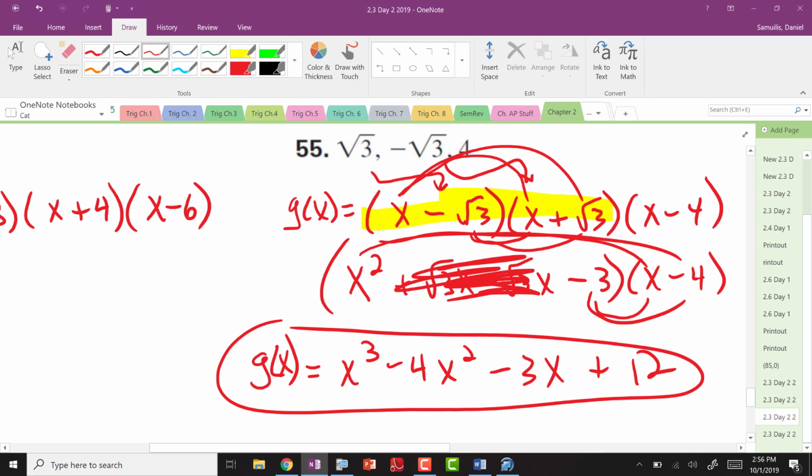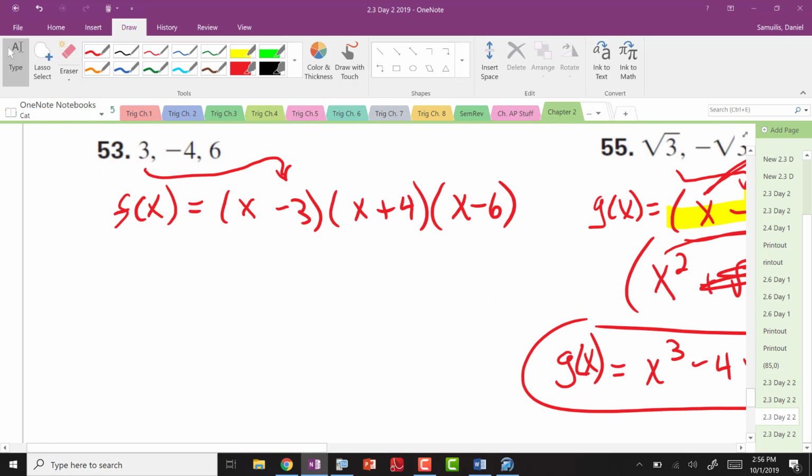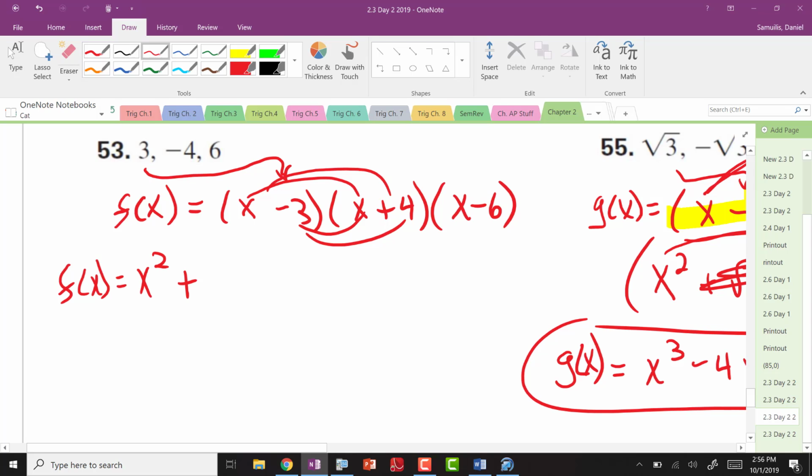And then as you walk out the door, this one is not as nice. F of x equals x squared. Oh, come on. Plus 4x and minus 3x is plus 1x.